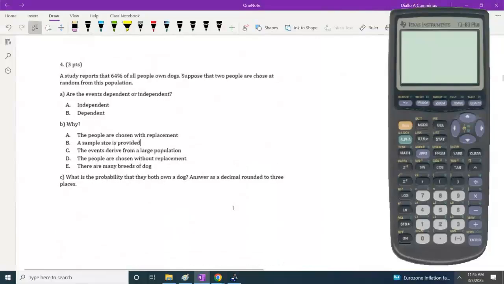All right, here is problem number 4. It says a study reports that 64% of all people own dogs. Suppose that 2 people are chosen at random. Are these events independent or dependent?